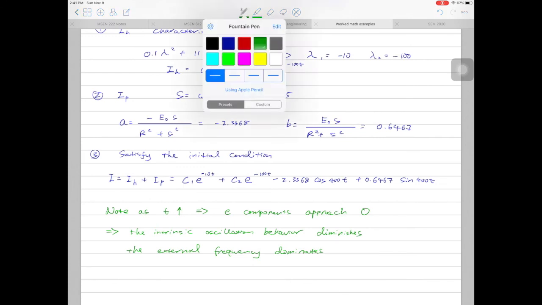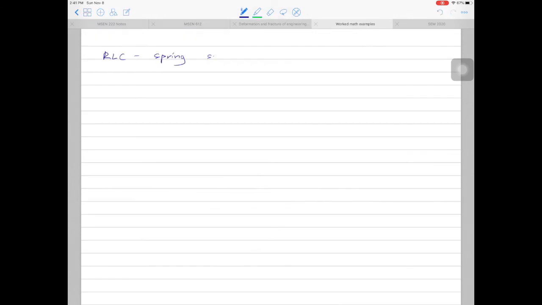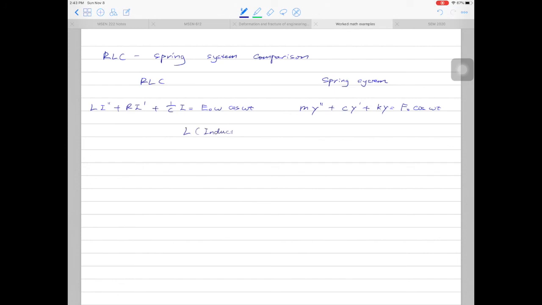Before wrapping up today's video, let's do a quick comparison of the RLC circuit to the spring system. For the RLC circuit, L i double prime plus R i prime plus 1 over C i is equal to E naught omega cosine omega t. For the spring system, m y double prime plus c y prime plus k y is equal to F naught cos omega t.